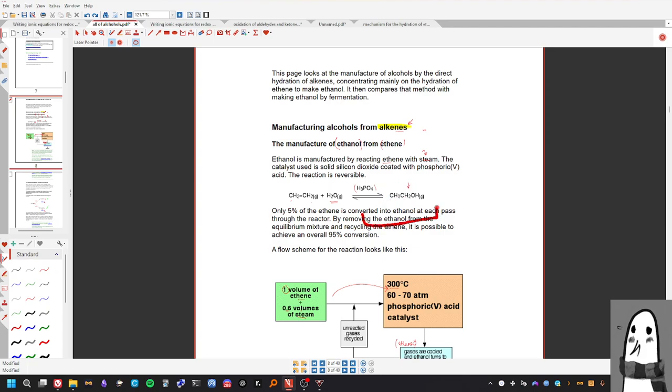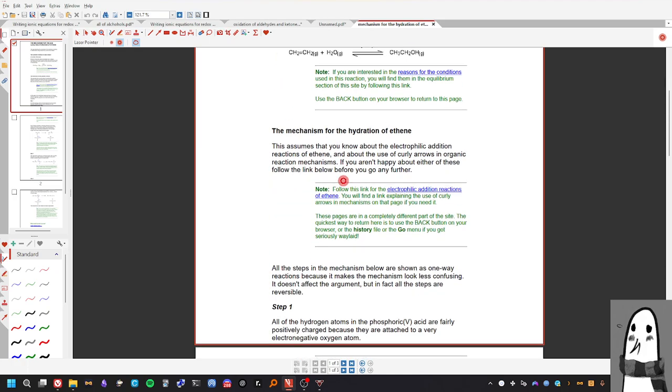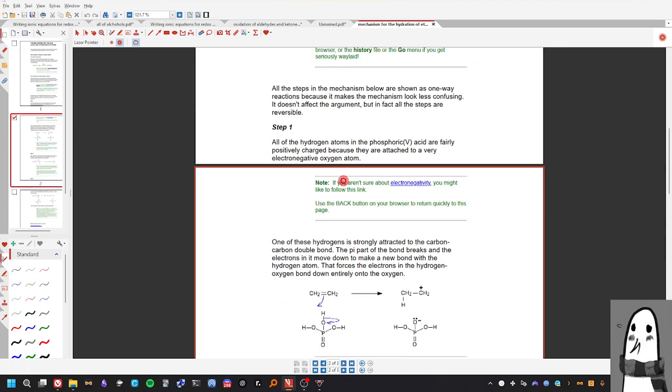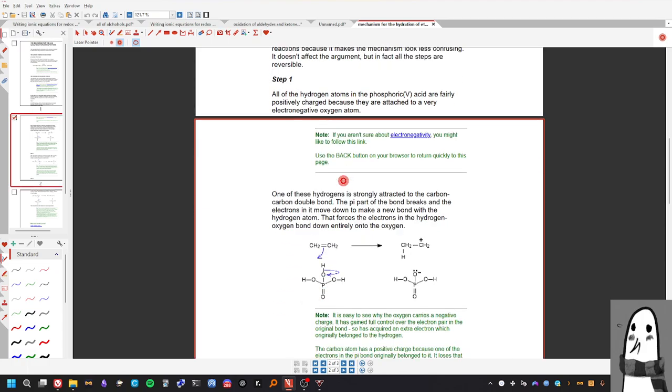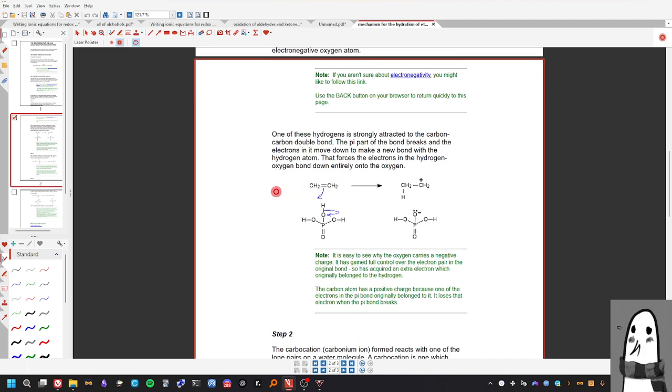Now the mechanism for this reaction is going to be displayed here. So you have a fact: ethene mixed with steam and passed over a catalyst will form ethanol. These are going to be your conditions. The mechanism for hydration of ethene assumes that we know electrophilic addition. So step 1: all the hydrogen atoms in the phosphoric acid are fairly positively charged because they are all attached to negative oxygen. One of these hydrogens is strongly attracted to the carbon-carbon double bond.